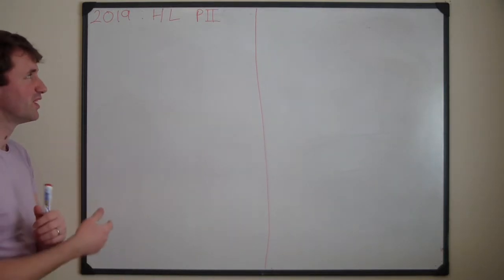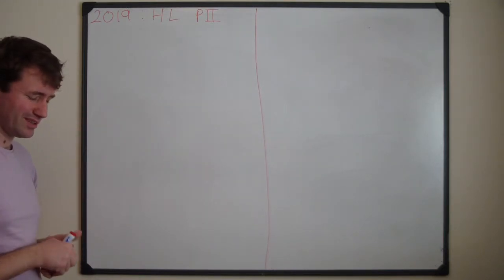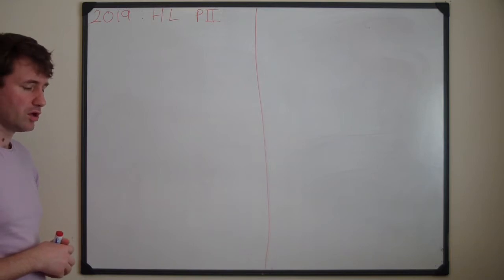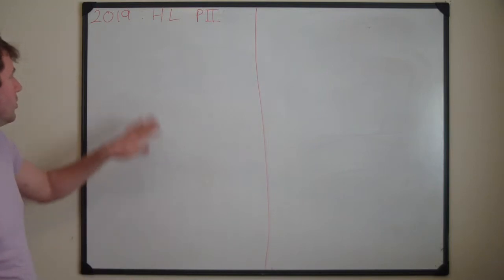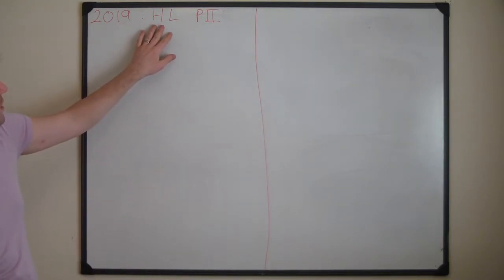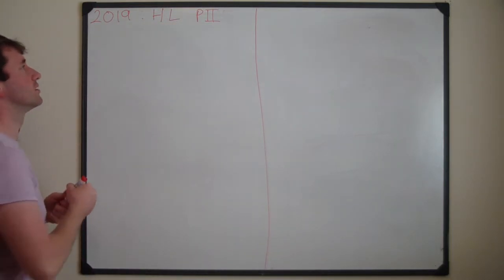This is the Boxroom. The mathematics we're looking at is Leaving Cert higher level papers. So for this one, you'll need the exam papers to follow this video. We're looking at 2019 higher level paper 2. Okay, let's get going.